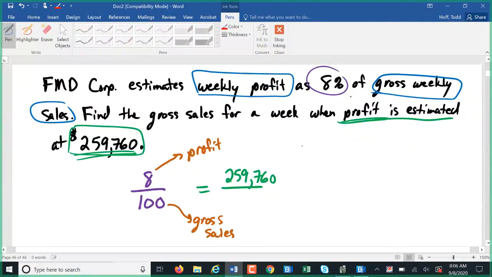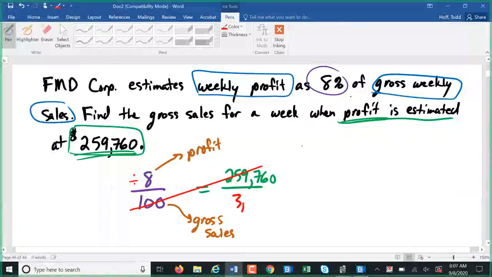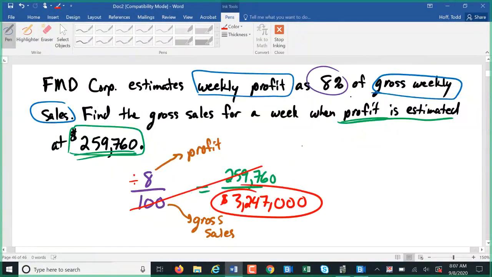Because that's a large number, many people would put that in as the base amount because, well, we're not used to working with numbers that large. We feel like we shouldn't be making things bigger than that. But here it does represent the profit. It matches up with the 8%, not the 100%. Now we cross multiply and divide. 259,760 times 100 and then divided by 8 gives us 3,247,000. So we're looking at gross sales for that week of $3,247,000.